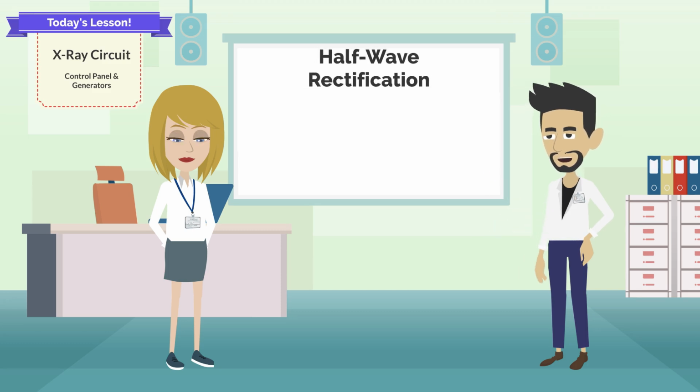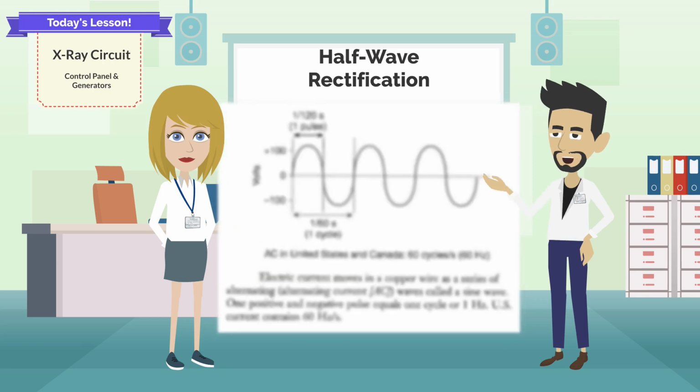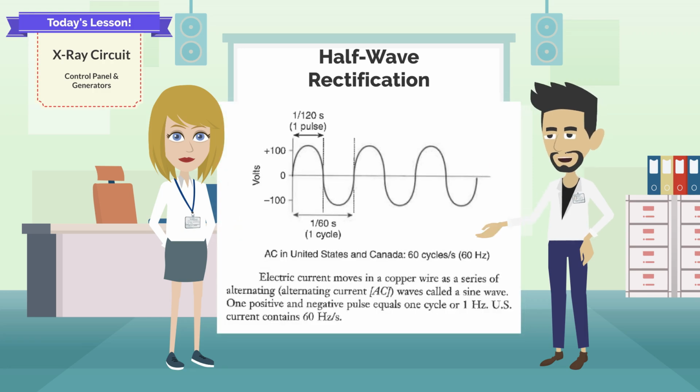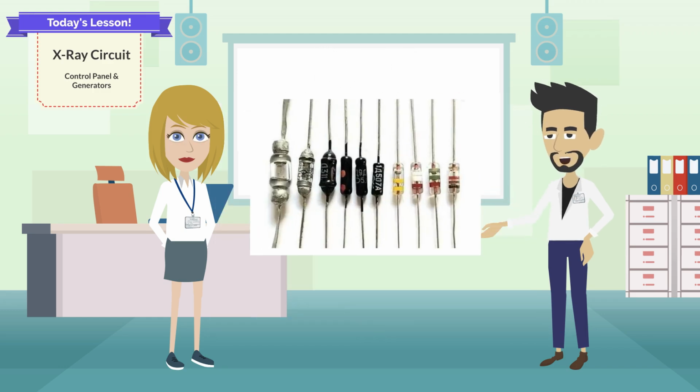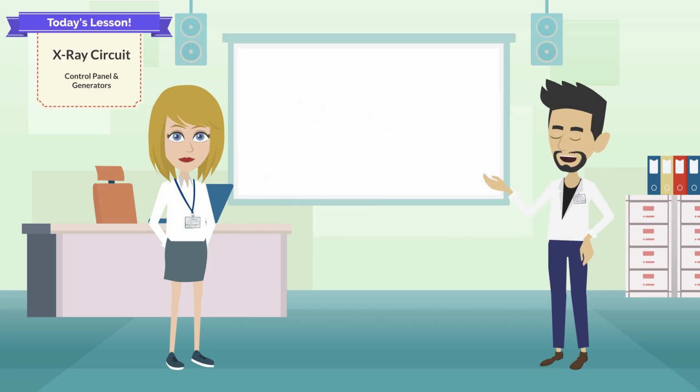With half-wave rectification, AC electrical current travels in the copper wire as a sine wave. It moves in a pulsating manner from positive to negative at a rate of 60 pulses, or waves, per second and is stated as 60 Hz. Rectifiers use diodes to convert the circuit from AC to DC. A diode is an electronic device that permits current to flow in one direction only. 2 diodes are used in half-wave rectification.